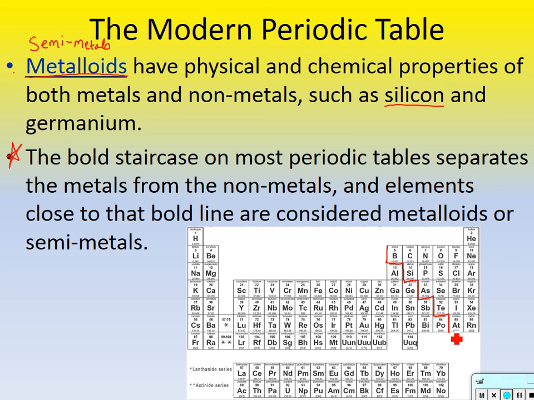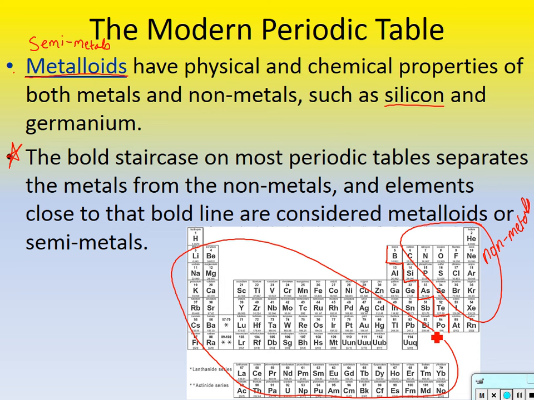So, let's talk about this. If it's up here above the staircase, what are these called? They're the nonmetals. That means everything below the staircase are what? These are the metals. Should we write that? Yes, I'd write that. Above the staircase are the nonmetals. Below the staircase are the metals. But now hydrogen. There is always one exception, isn't there? Always has to be that exception.